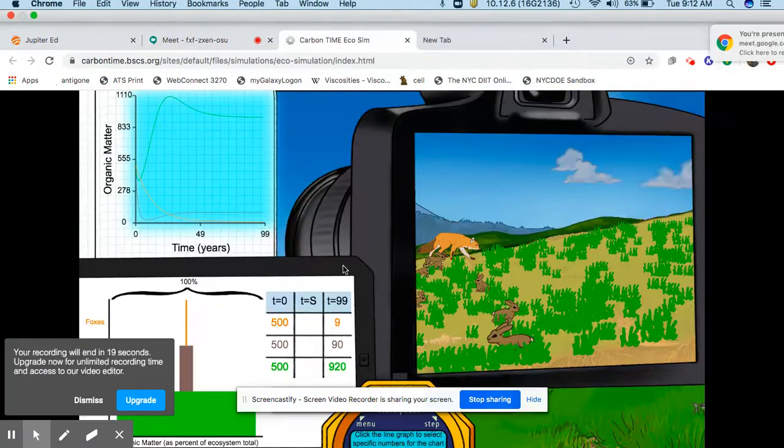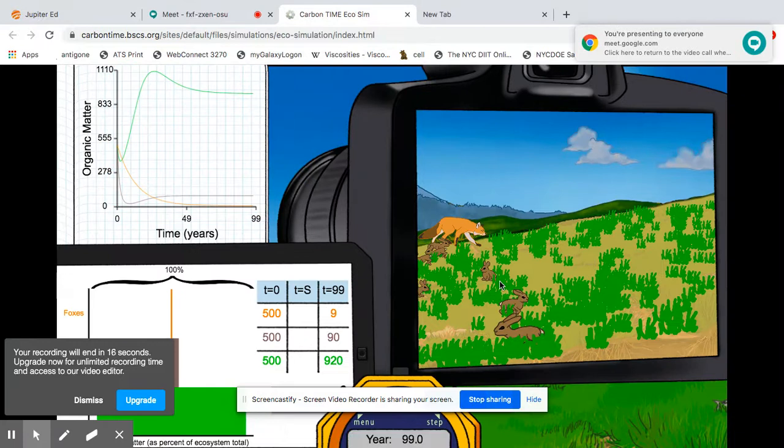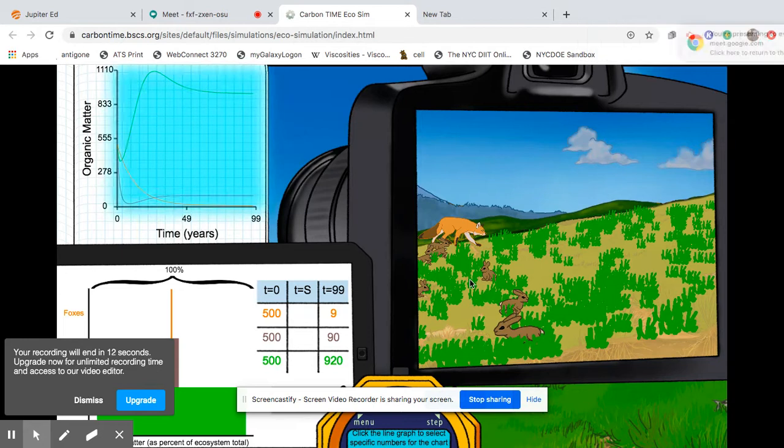All right, so if you look right here, you will see the differences.